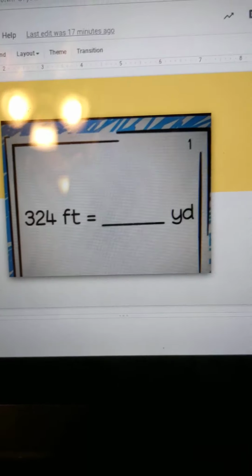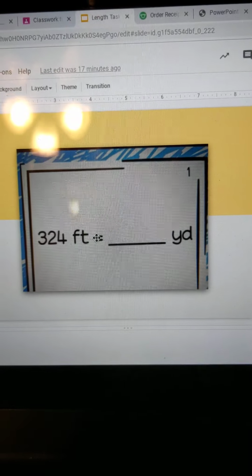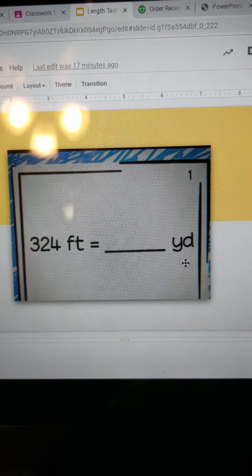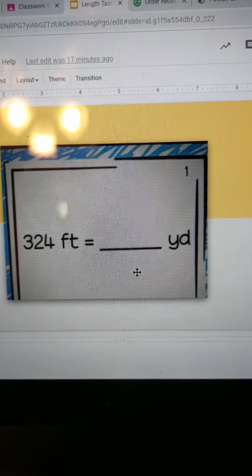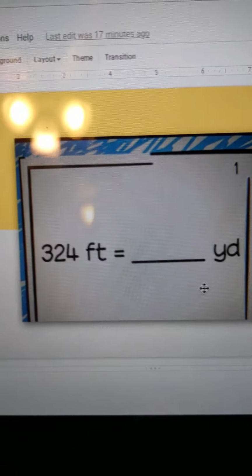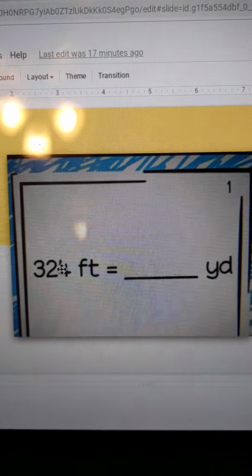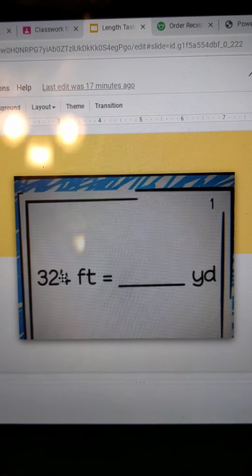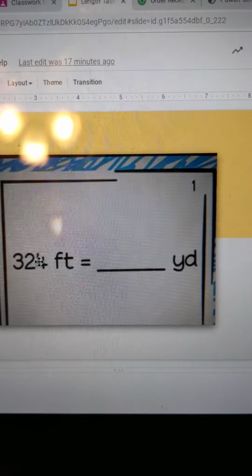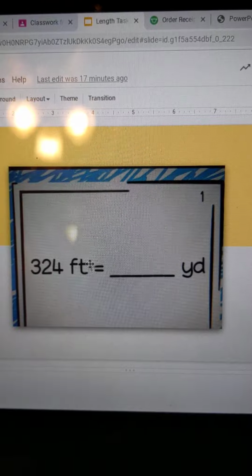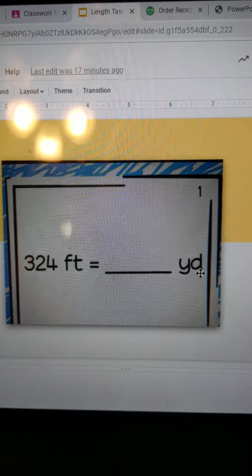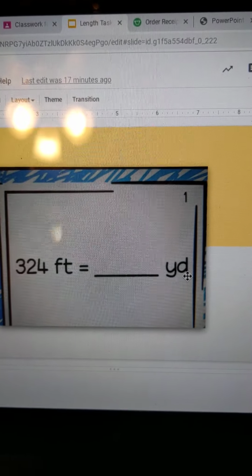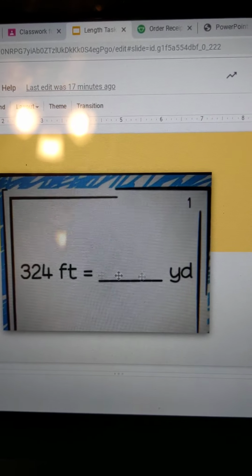Looking at number 1, 324 feet is how many yards? Well, we know that there are 3 feet in a yard. So you would take 324 and you would divide it by 3. So like if you have a smaller unit, remember feet is smaller than yards, you are going to be dividing. Okay, dividing 324 by 3.